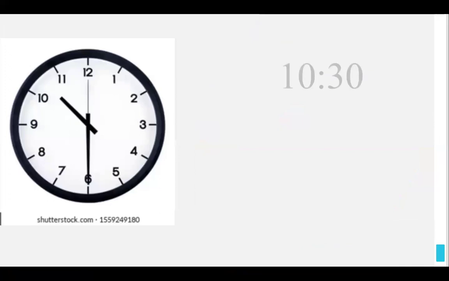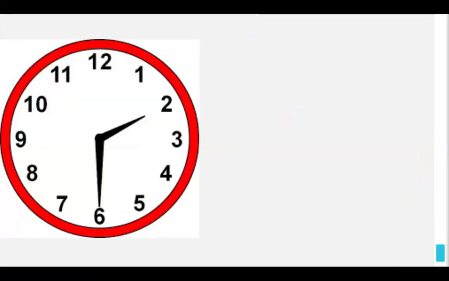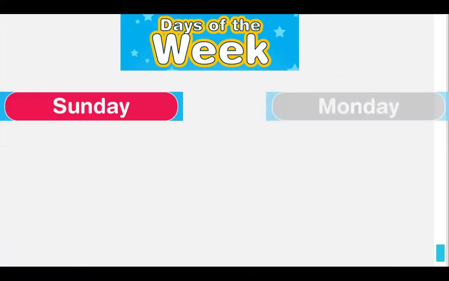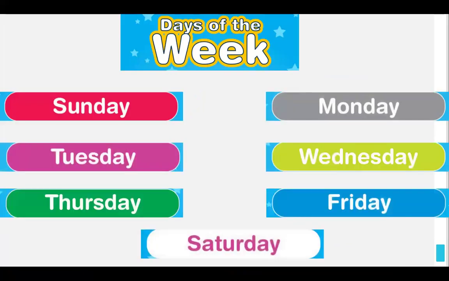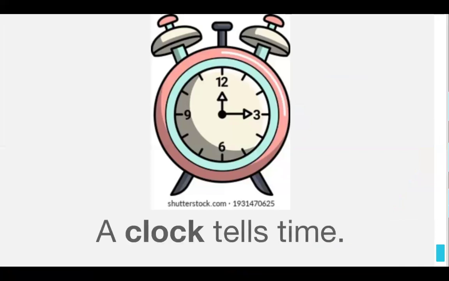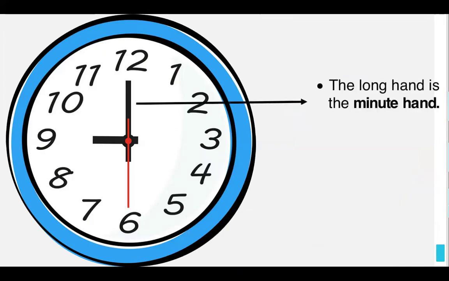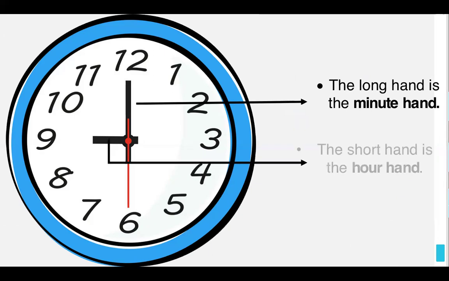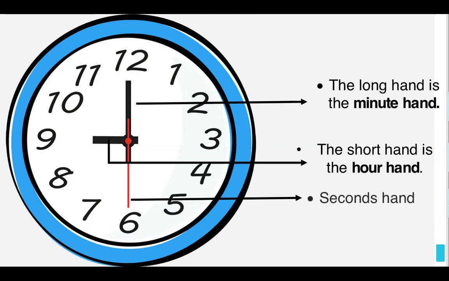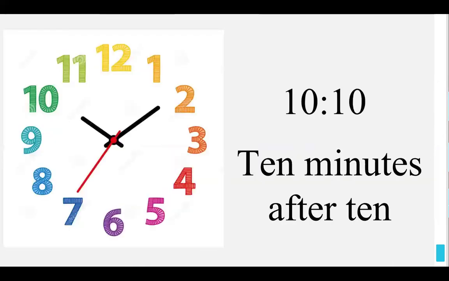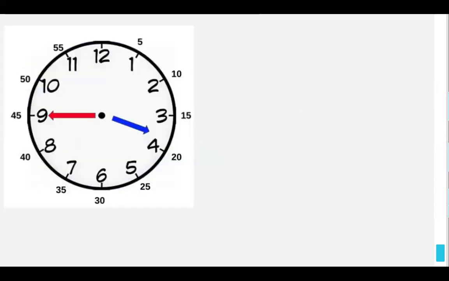Last time, pinag-aralan natin yung clock. Sabi natin na yung clock ay nagbibigay ng oras or the clock tells time. So we have parts of clock. The long hand is the minute hand. The short hand is the hour hand. And yung thin hand, that is yung color red natin, ay yan ang seconds hand. Okay. Let's proceed to our lesson.